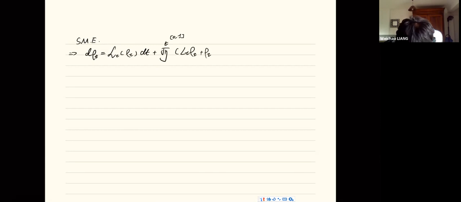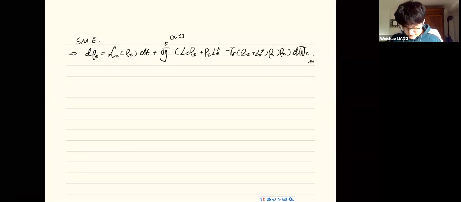So finally, we can obtain our stochastic master equation on the imperfect detection. It's given by d rho t, in terms of Lindblad operators. So finally we obtain this stochastic master equation. And in the following, we will consider the stochastic master equation with imperfect measurement as our starting point, and I will show some control problems and some results on this stochastic master equation.